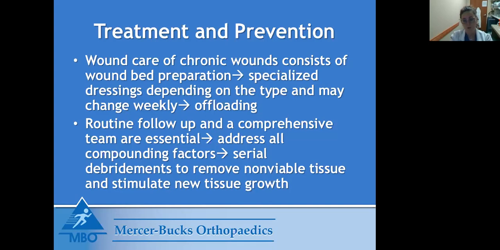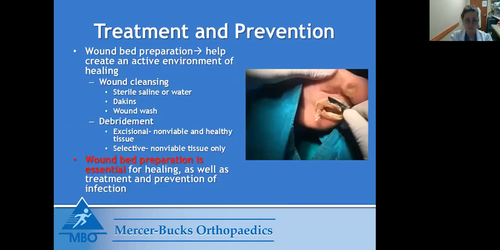Serial debridements, or debriding on a routine basis to remove any tissue that is not viable, as well as stimulating new tissue growth, is essential in wound bed preparation, but as I mentioned, is not always part of the wound care process, because with certain wounds, you don't want to debride them because you don't want to make them worse. So wound bed preparation helps create an active environment for healing. There's a picture over here on the side where you can see this physician is holding a blade and removing all of this thick callus tissue.